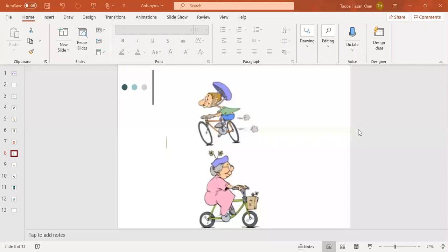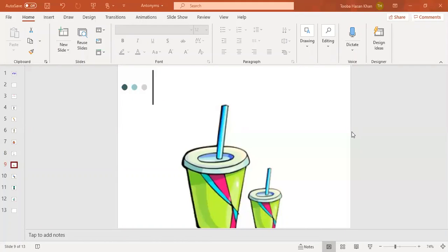So both of the answers are correct, that they are going fast and slow, and that they are going left and right is also correct. Both the answers are right. So in the next slide, you have another picture here. What do you think are the antonyms here?